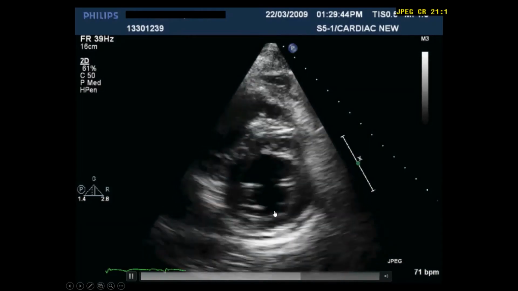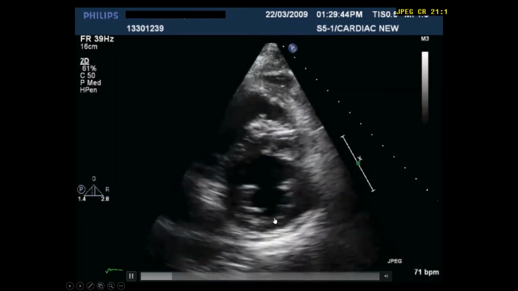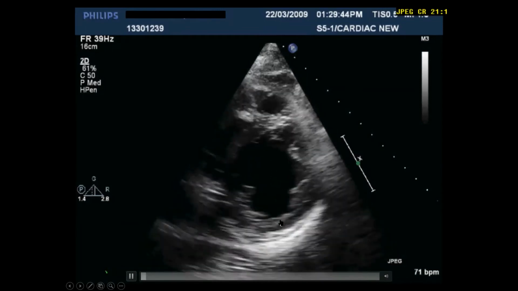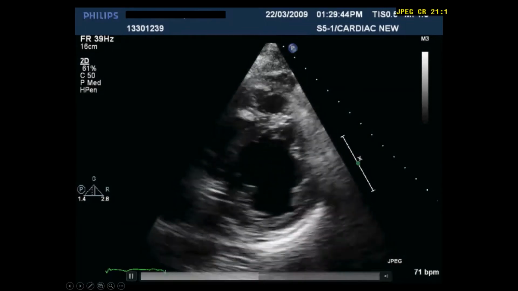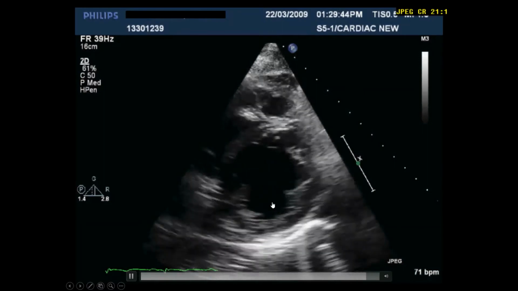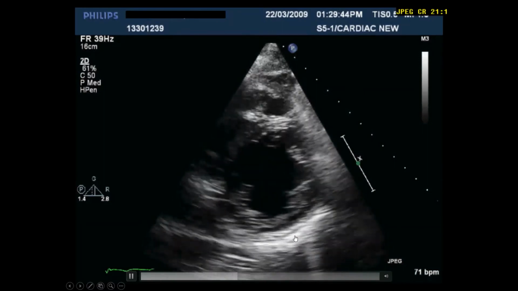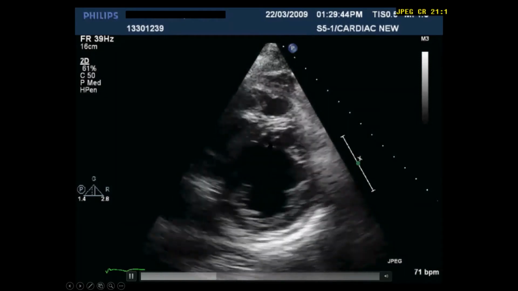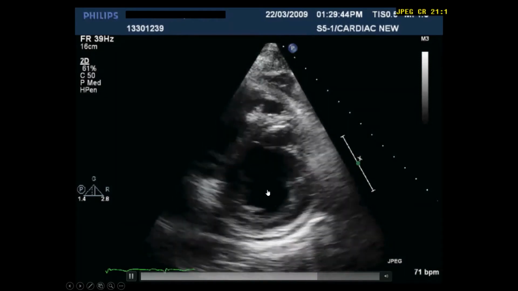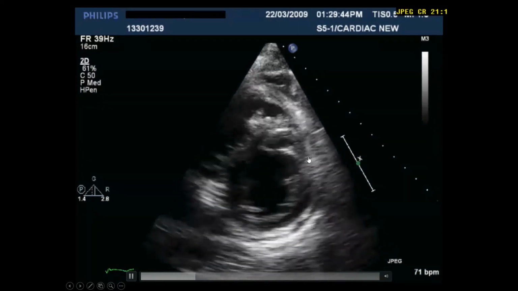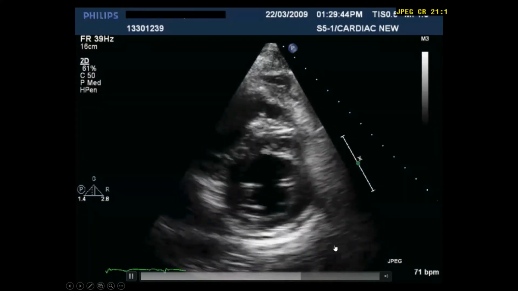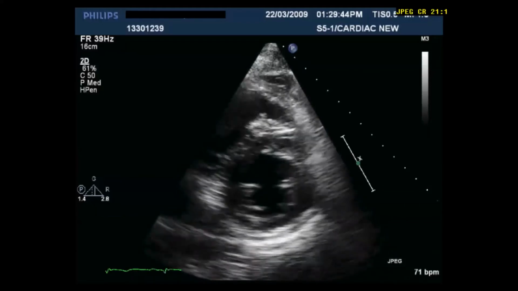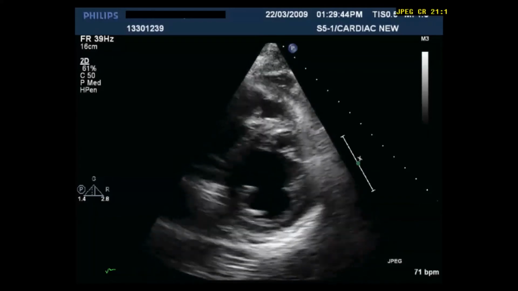What is this segment? Yes, you are right. What is it? Inferior and inferior lateral. Yes, this is inferolateral or posterior. This is lateral. This is anterior. This is anterior septum, inferior septum, and inferior wall. So we have 6 segments here, 6 segments at the mid cavity, and 4 segments at the apex, and the apical cap, total of 17 segments.